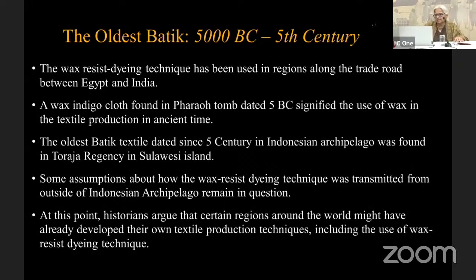The wax resist dyeing technique has been used; the oldest batik is in the region all along the trade road between Egypt and India. You will find it in Baranike, and you will find it in many other places. So what I'll do is I'll go faster.